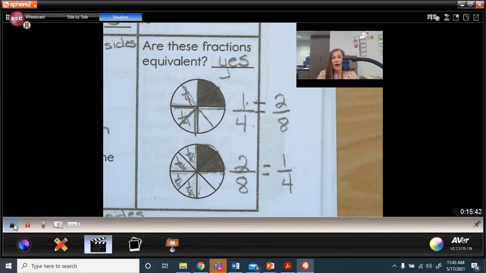Now, for your discussion today, I want you to look at the unshaded parts and write an equivalent fraction for the white unshaded parts for me today. So in your discussion, you are going to write what are the fractions that are equivalent to the unshaded parts? Unshaded means the white parts, okay?